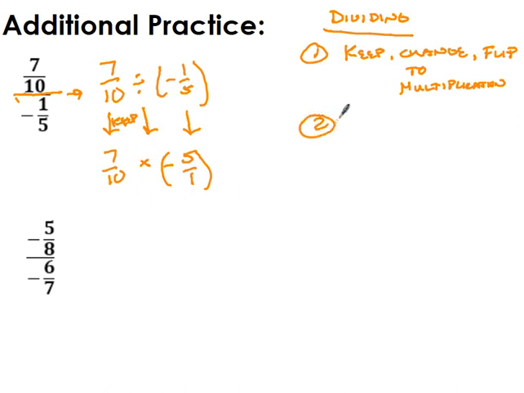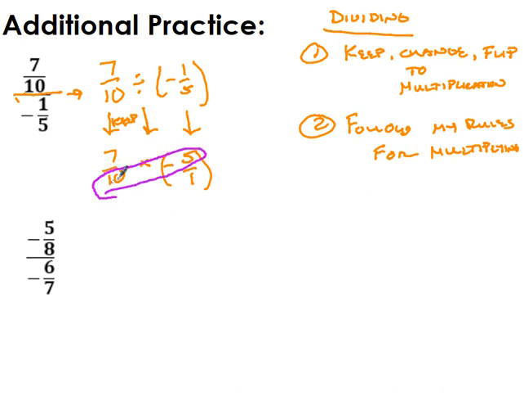Now, for step 2 of dividing fractions, I'm going to follow my rules for multiplying. Once we've done the keep, change, flip, we've done everything that we need to do for the division part. Now I've got the problem that we were just working on. Can I cross simplify these with 10 and 5? I can. I can divide them both by 5 to make this 1 and to make this 2.